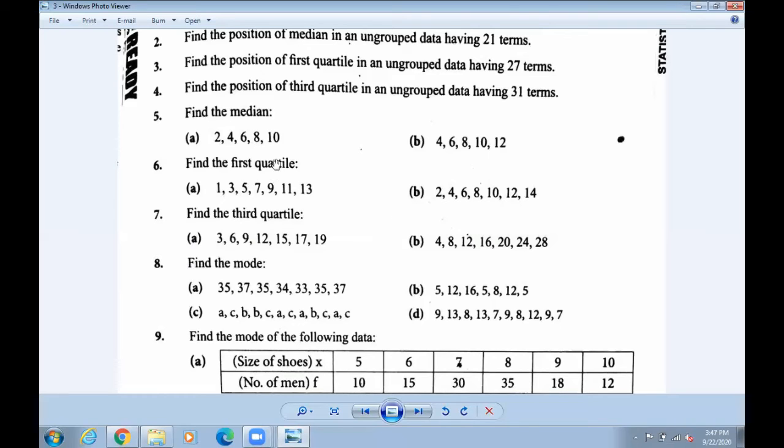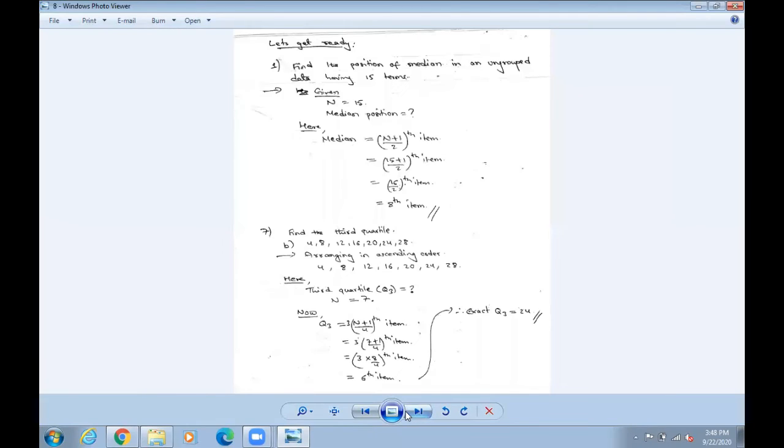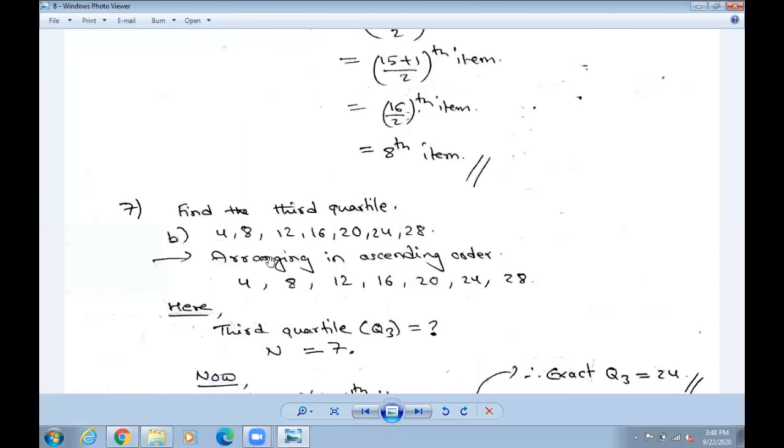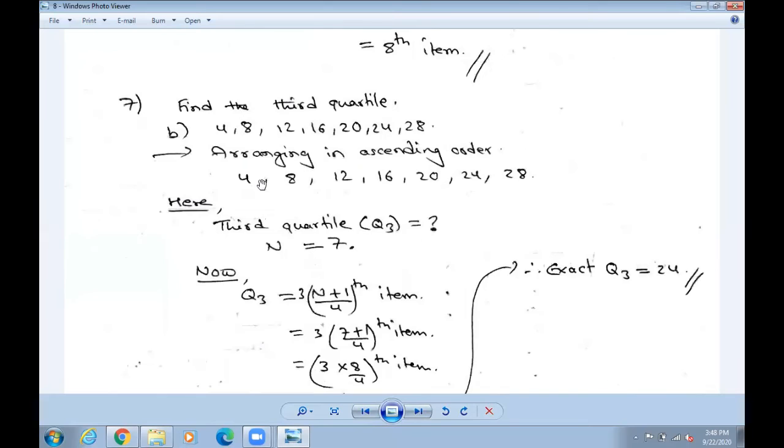Look at the previous copy. You will see the answers. Right. So third quartile, I have done it in number A or number B. So let us see what we have done. So here we have done it. Find the third quartile.